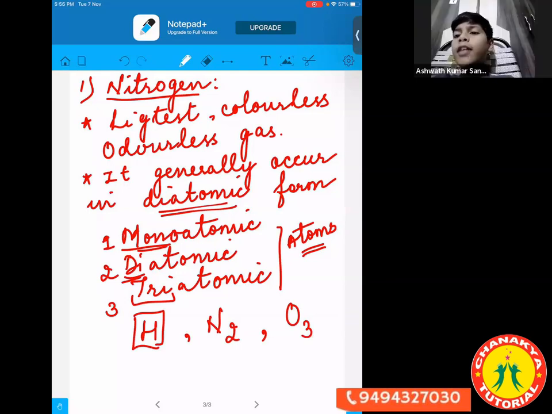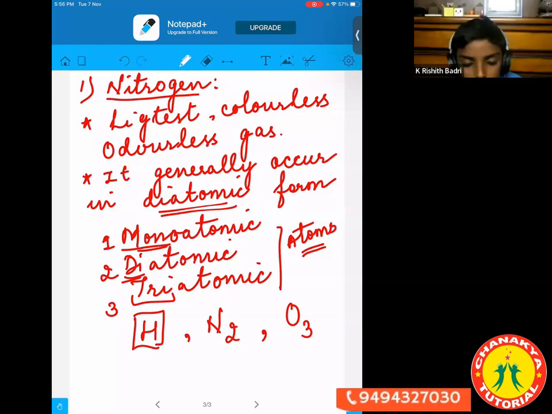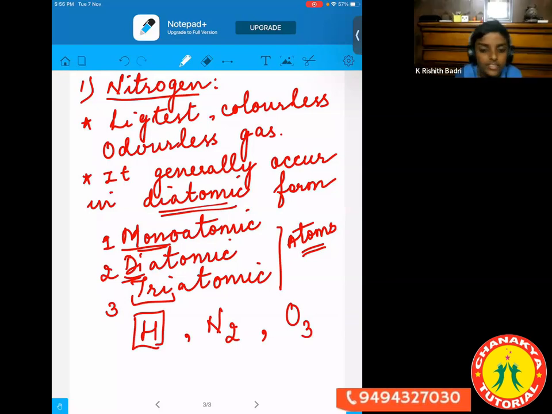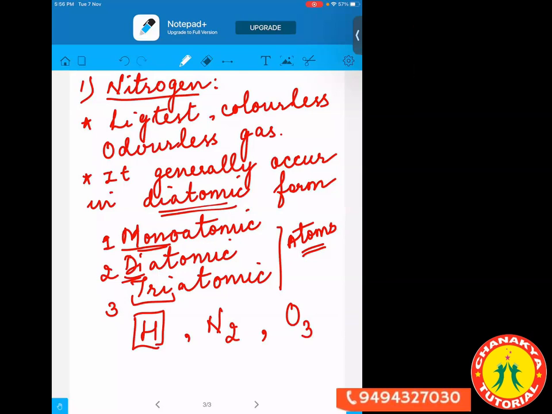Monoatomic is H. Correct. N2 is diatomic and O3 is triatomic. Very good, very good, Ashwin and Nishit. So H is what? Monoatomic, because only a single atom is present. Then N2. So here the number of N is 2. So 2 atoms of nitrogen are present. That is why we call it a diatomic.